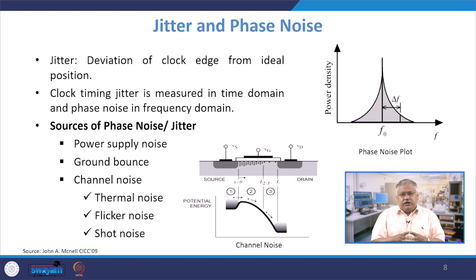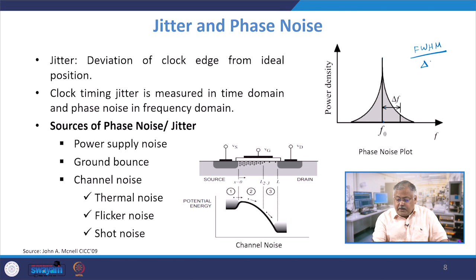Jitter is measured in the time domain, and phase noise is measured in the frequency domain. If you look at the PSD, the power spectral density, you are plotting the power density versus frequency. Then at f naught you see delta f, which is the FWHM, the full width at half maxima. FWHM is what you are getting here, and that is delta f which you see.